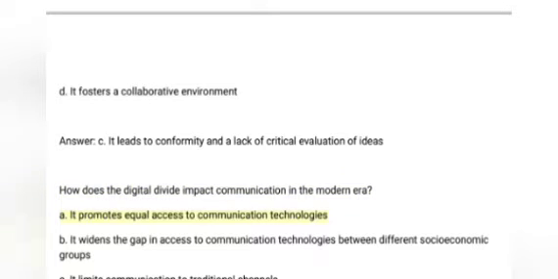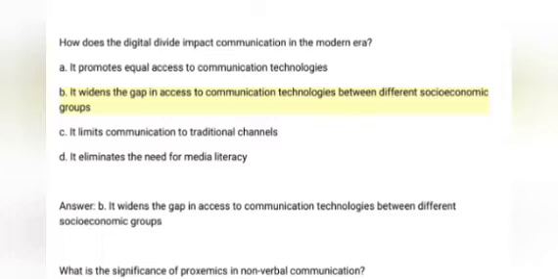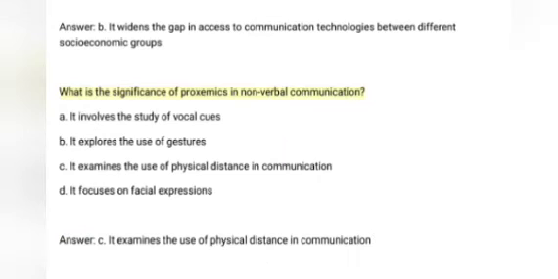How does the digital divide impact communication in the modern era? A. It promotes equal access to communication technologies. B. It widens the gap in access to communication technologies between different socioeconomic groups. C. It limits communication to traditional channels. D. It eliminates the need for media literacy. Answer. B. It widens the gap in access to communication technologies between different socioeconomic groups.